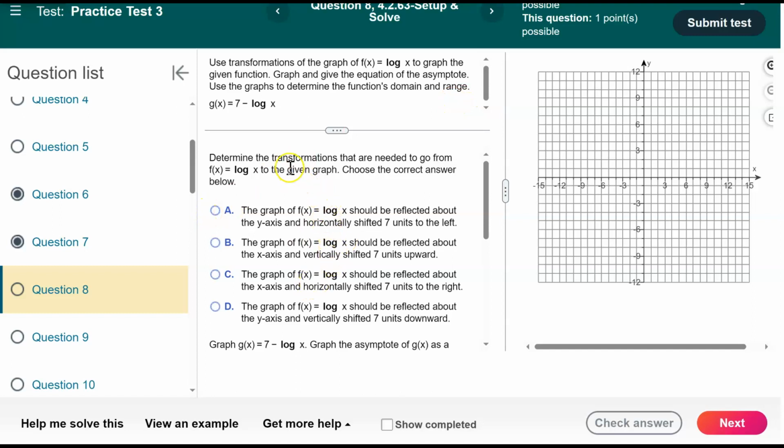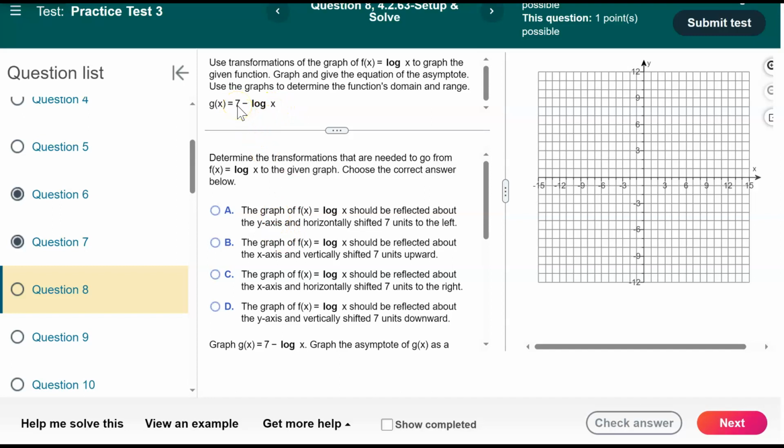First, let's determine the transformation needed to graph g of x coming from f of x. The negative sign here, you see log of x is negated. That means there is a reflection. There's a reflection about the x-axis, sorry, not the y-axis. So this is reflected about the x-axis.